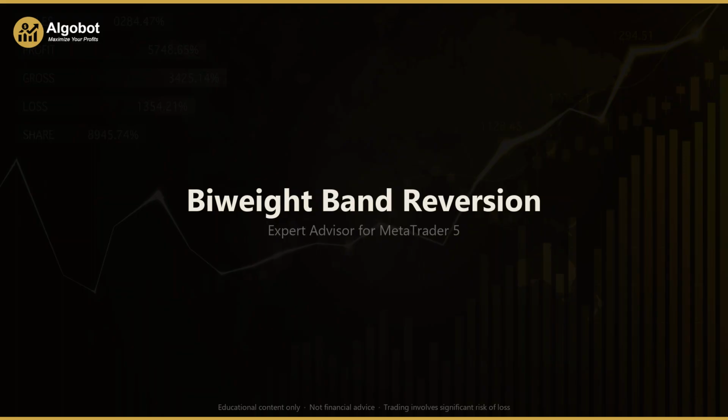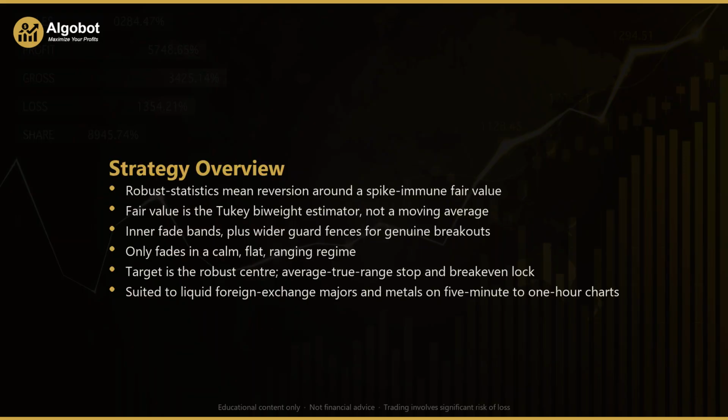This strategy takes a robust statistics approach to mean reversion, building its fair value line from something called the Tukey Biweight estimator. Over the next few minutes you'll learn how that estimator works, how the strategy defines its fade bands, how it decides when a market is calm enough to trade, and exactly how the entry and exit logic comes together. Let's get started. So what does Biweight Band Reversion actually do?